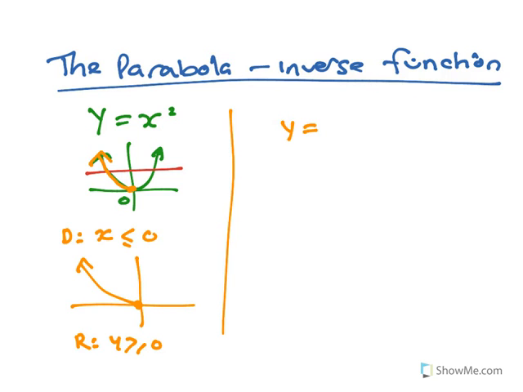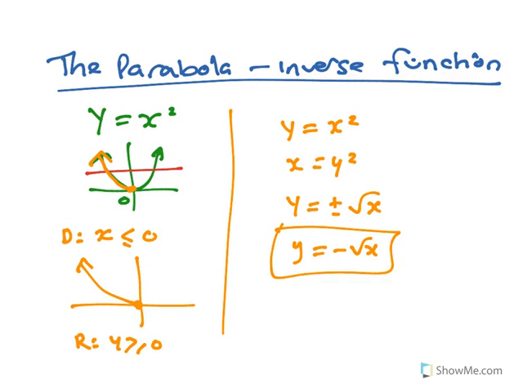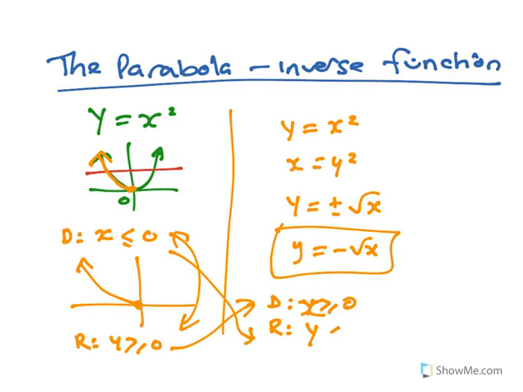To get the actual inverse, you swap the x's and the y's and you solve for y. But because I only took the negative half of the branch, that would be my inverse function. Then the domain and range will be the same as the other one, they just swap. So the domain will be x is greater than or equal to 0, and the range will be y is less than or equal to 0.